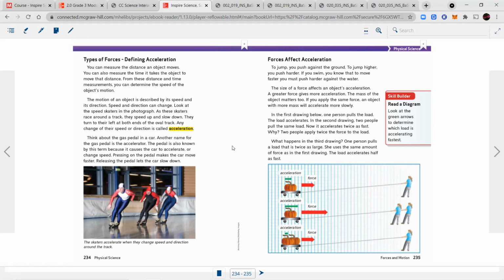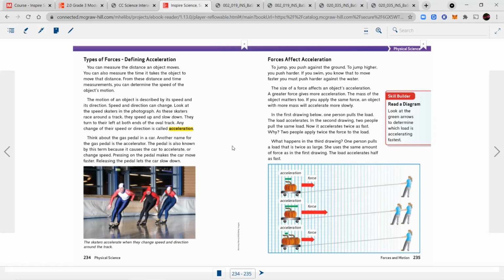The pedal is also known by this term because it causes the car to accelerate, or change speed. Pressing on the pedal makes the car move faster. Releasing the pedal lets the car slow down. The skaters accelerate when they change speed and direction around the track. Forces affect acceleration. To jump, you push against the ground. To jump higher, you push harder. If you swim, you know that to move faster, you must push harder against the water.